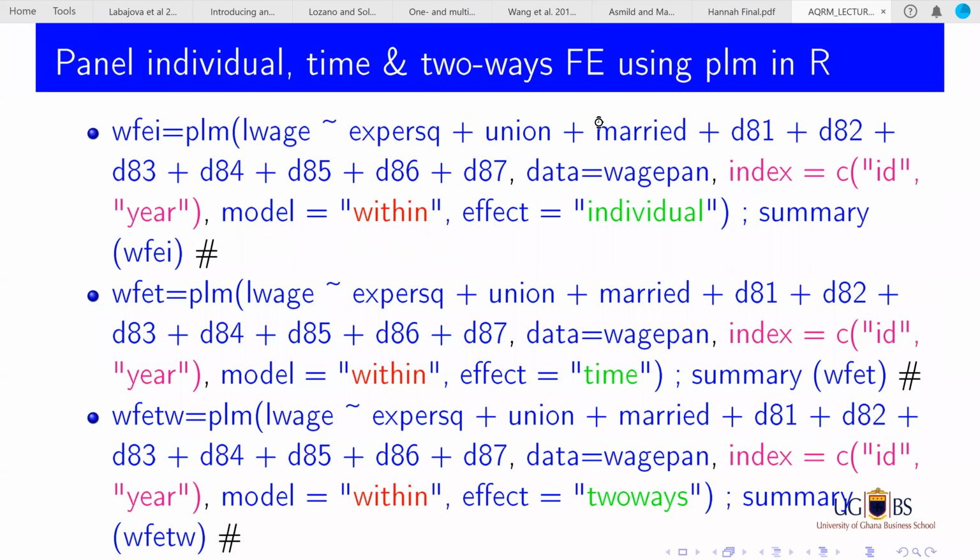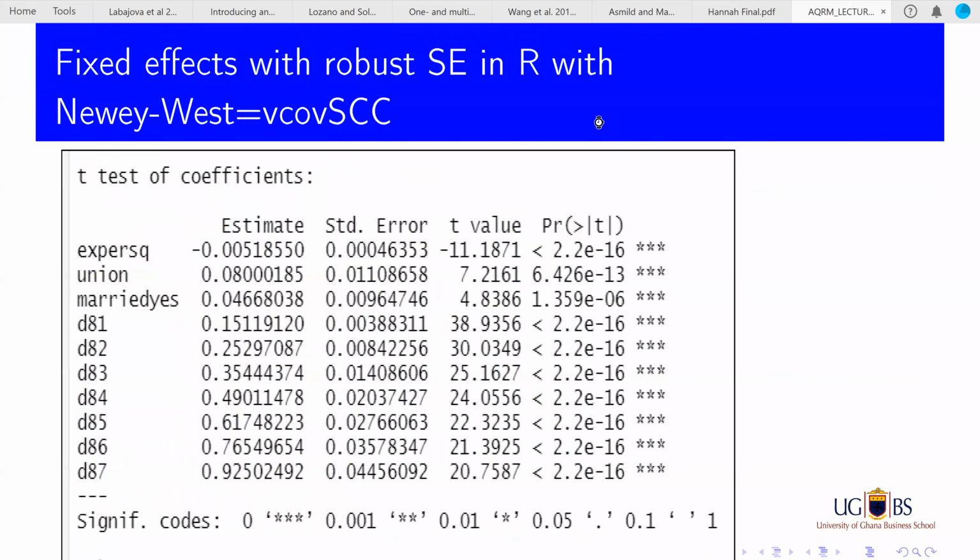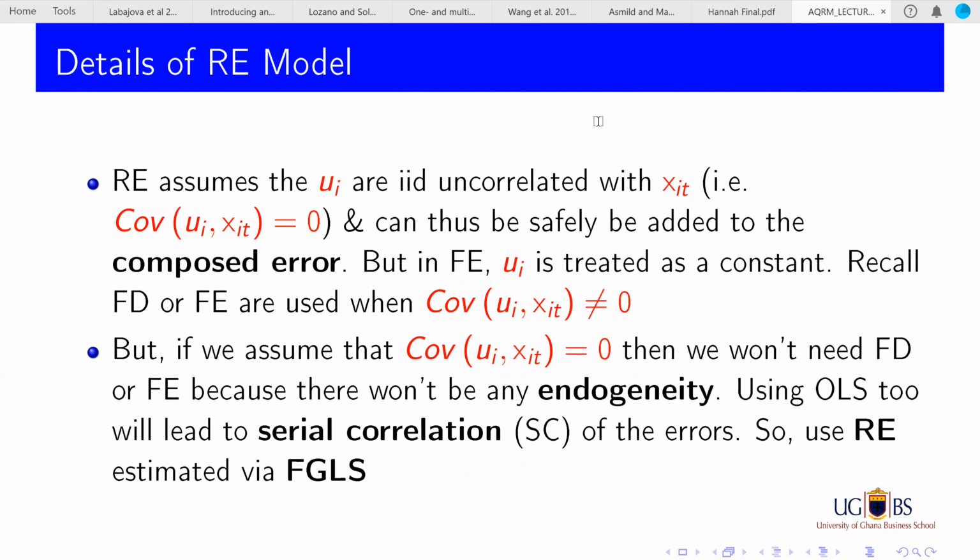Now, random effect is different because random effect assumes that there is no correlation between the UI and the XI. That is, between the unobserved heterogeneity and the independent variable. It assumes that they are not correlated, which means that the covariance between them is 0. And so if they are not correlated, then fine, let it stay in the composite error. But in fixed effect, the UI is treated as a constant.